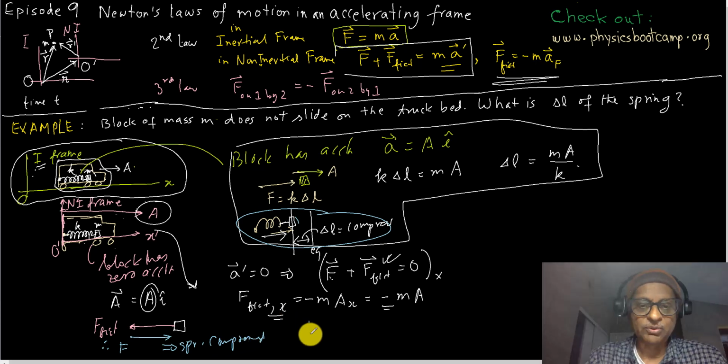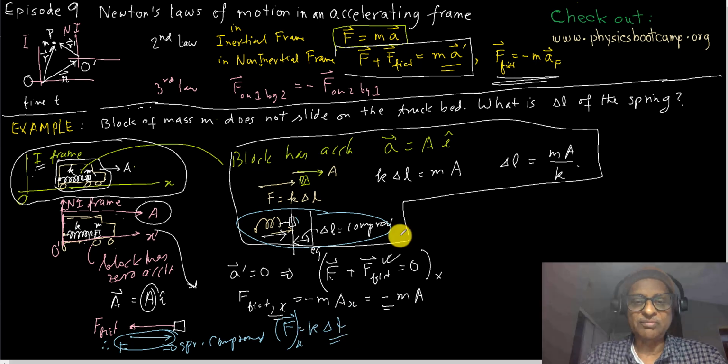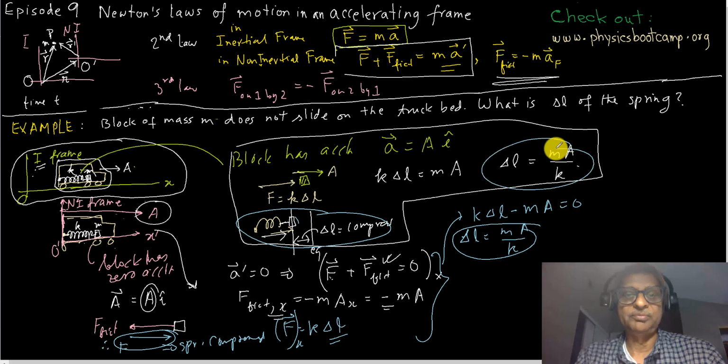Okay, so we have a K, so the F x component is K times delta L. It's in the positive direction, and for delta L I'm going to use a positive magnitude. So K times delta L minus M times A equals 0. Then delta L equals M A over K. Same answer, but done in a different way, just where you put things. It's very simple. You can see clearly what different components you need.